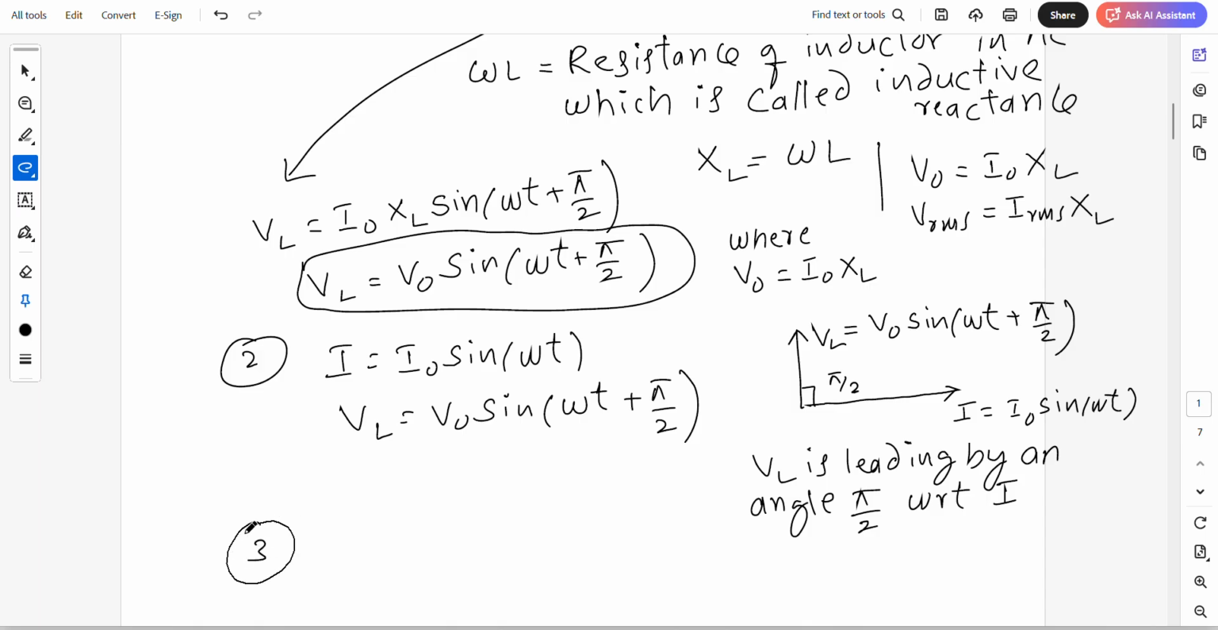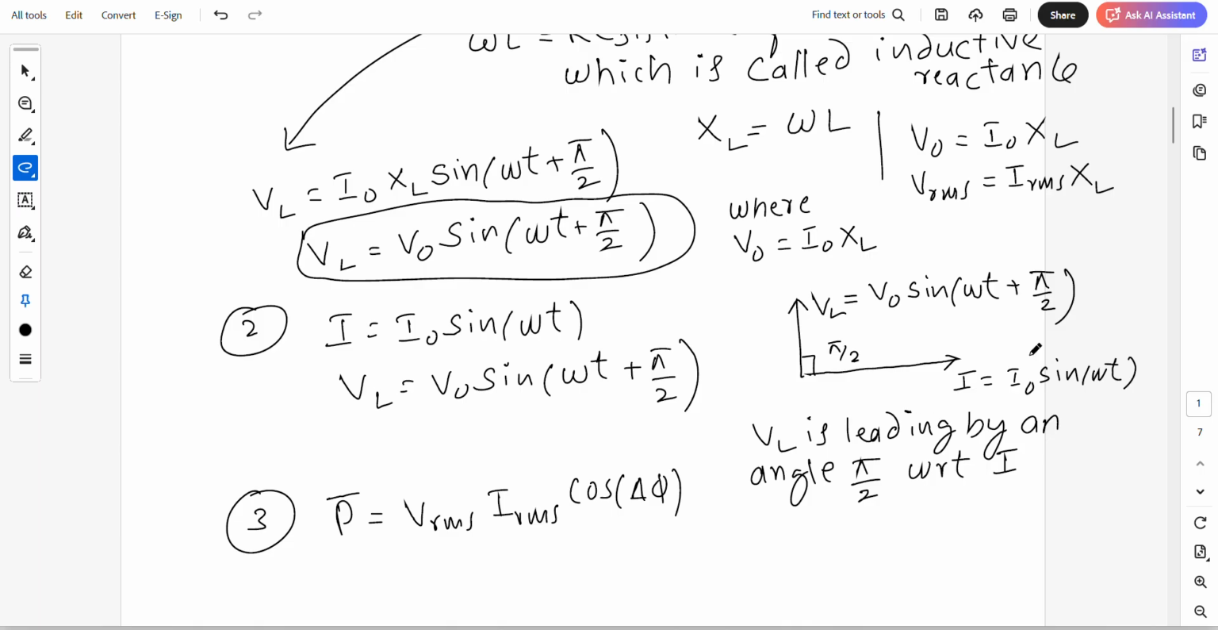Now, what will be the average power consumption? We know that P is equal to VRMS into IRMS into cos of delta phi. How much is delta phi here? Here delta phi is pi by 2. What is cos of 90 degrees? Cos of 90 degrees is 0. Therefore, the average power consumption in a pure inductor is 0.